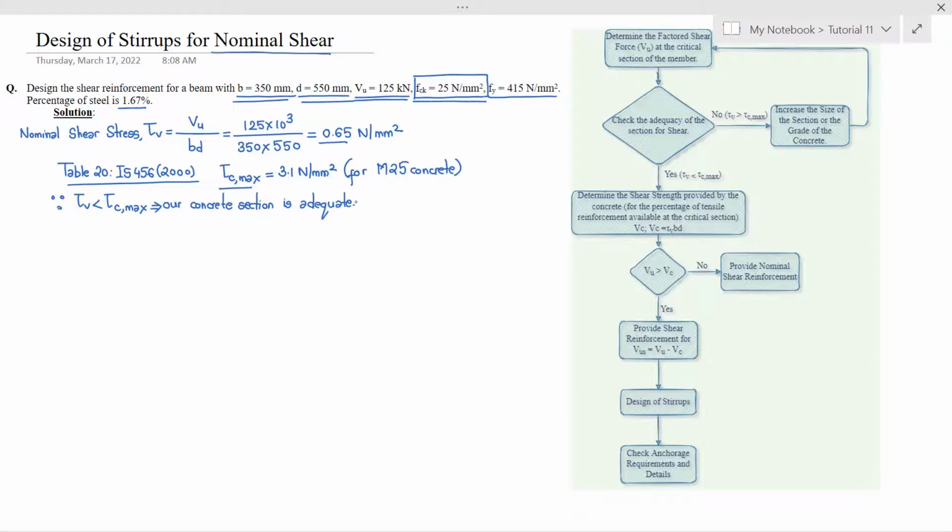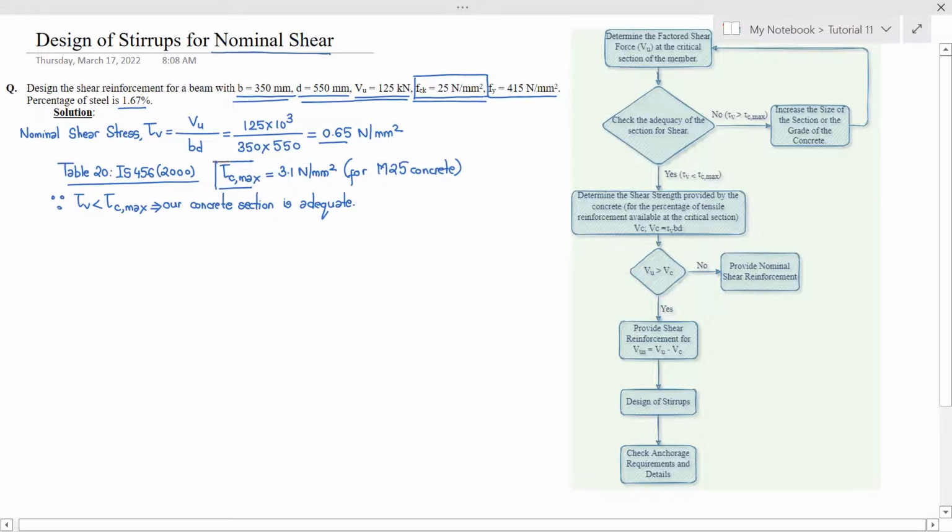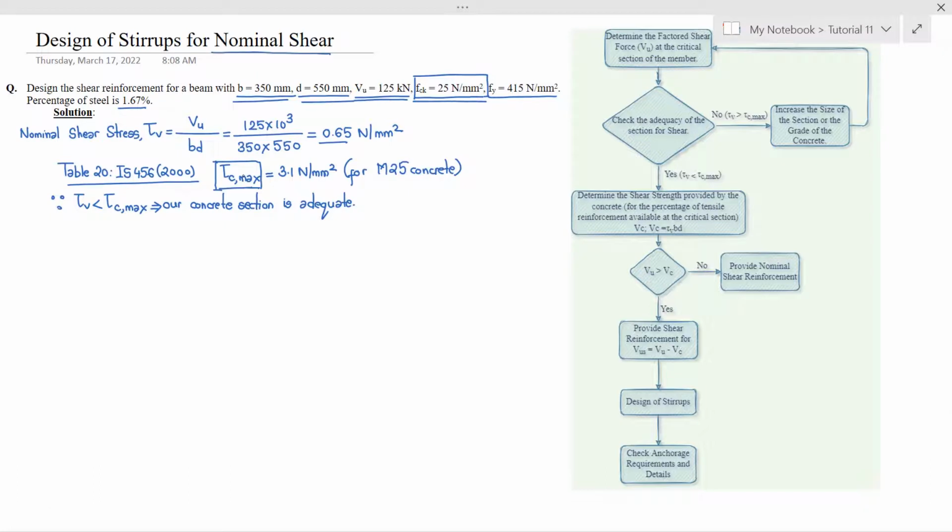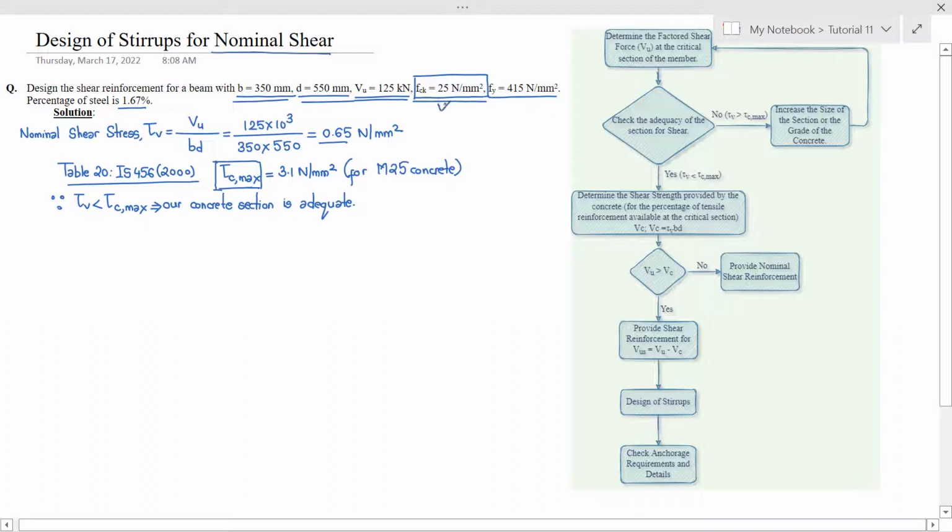Now another thing to determine is the shear strength that is provided by the concrete. This is the maximum theoretical shear stress that may come onto your concrete, but now we have to calculate the shear strength that is provided by the concrete, and that shear strength is based on two factors. One again is the grade of concrete and another is the percentage of steel reinforcement. And that shear strength is represented as tau c. And to determine this tau c, we have to go to table 19 of IS 456-2000. This also we have discussed in our previous theoretical class.